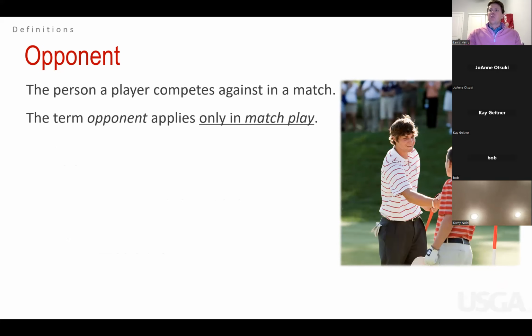Typically, when we're talking about stroke play, and we'll see that when we get to Rule 3.3, when we talk about people in stroke play, they're usually referred to as other players. They're also an outside influence if we want to nail them down to a specific definition. But when we're talking about an opponent, we're only dealing with match play.